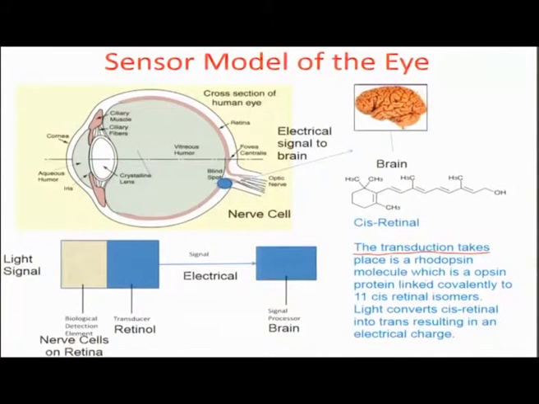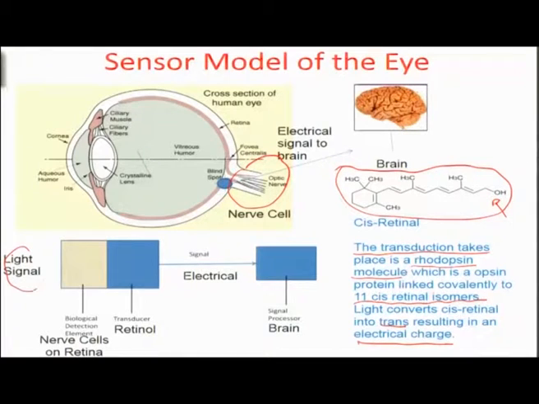So if I wanted to model this as a sensor, the transduction that is taking place is a rhodopsin molecule. It is an opsin protein linked covalently to 11-cis retinal isomers. These are the organics, the molecular structure for the cis-retinal. If a light signal falls on such a molecule, such an opsin protein, it changes into a trans retinol, which actually results in an electrical charge transfer. Essentially the molecule on the retinal cells changes its form, thereby inducing a bunch of electrons, which goes through the optic nerve all the way to the brain.